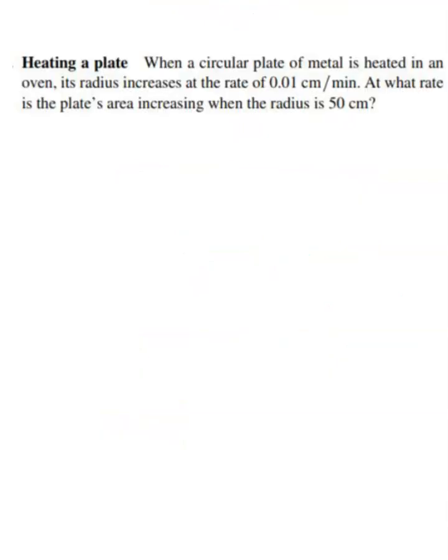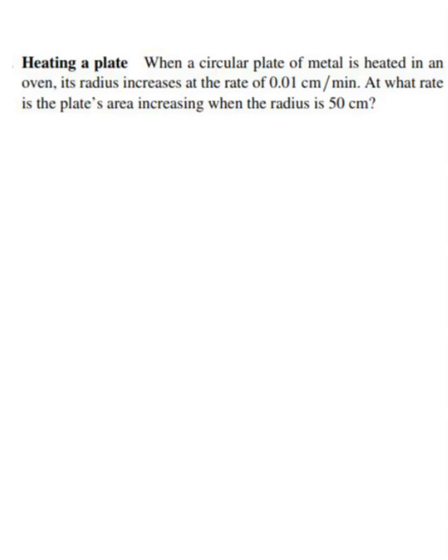Here comes our next problem. It's about heating a plate. When a circular plate of metal is heated in an oven, we mean an industrial oven, its radius increases at the rate of 0.01 centimeters per minute. At what rate is the plate's area increasing when the radius is 50 centimeters?